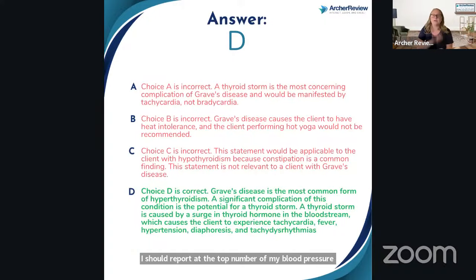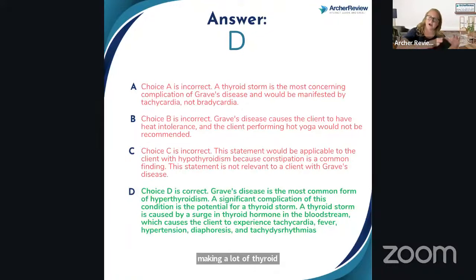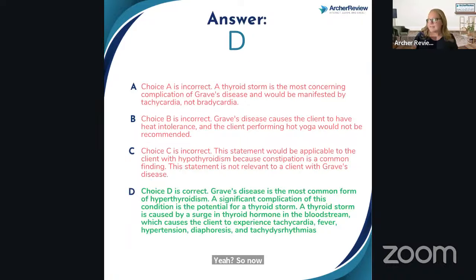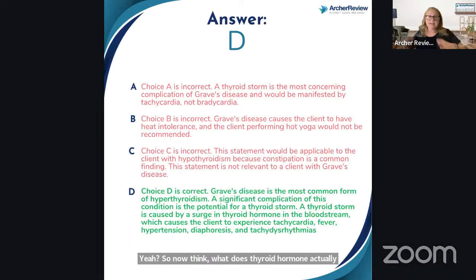Let's think about why. What is happening in Graves' disease, my friends? We're making a lot of thyroid hormone, right? It's the opposite of hypothyroidism. It's one of our kinds of hyperthyroidism, where the thyroid gland really goes into overdrive and we're just pumping out thyroid hormone because our feedback loop is broken. So now think, what does thyroid hormone actually do to my body? It's like the gas in the car. It's my metabolism. It's going to heat my body up, make my heart beat faster, make my blood pressure go high. I'm going to be sweating, losing weight, hot, hot, hot, right? With all that going on, this client is at risk for high blood pressure. So we definitely want them keeping an eye and telling us, hey, my systolic is above 140. That's why D was right.